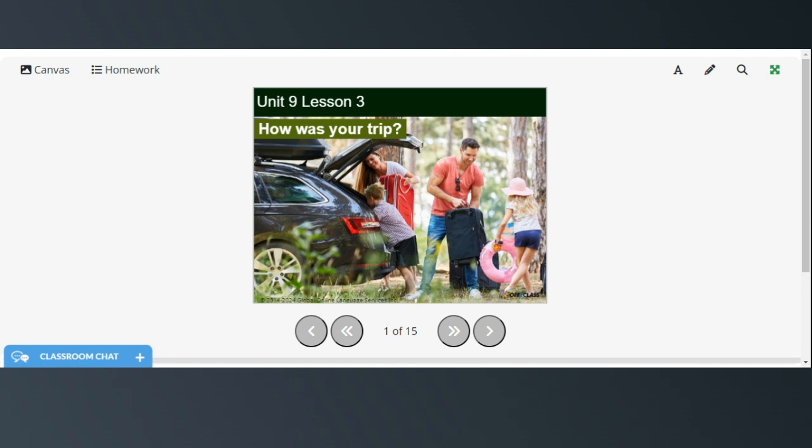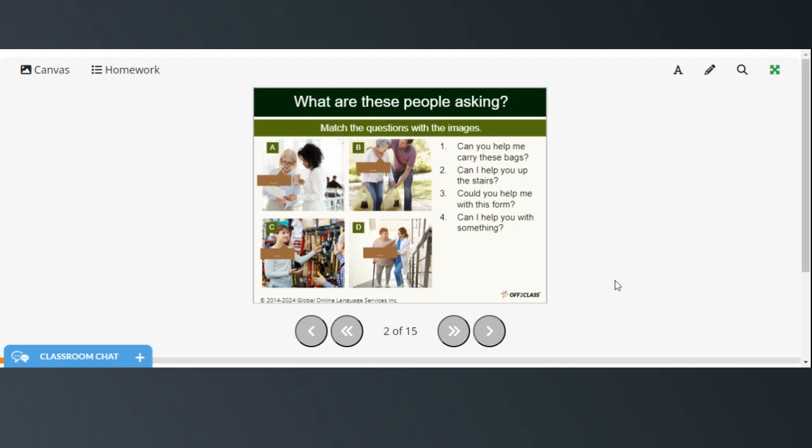In this video, we're going to be talking about making requests using can and could. Alright, so we're going to match the questions with these images. Let me make this a little bit bigger.